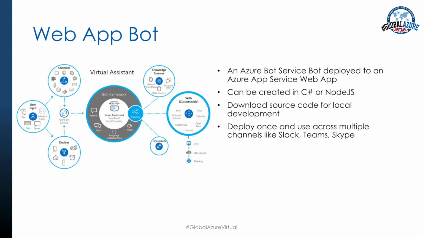And once we have this bot created, and later on we decide that we need to make some change to its source code, or we need to just download it for local development, then we can very easily download the entire source code for the bot that we would be creating. And you need to just deploy this bot once, and then you can use that same bot in multiple channels like Slack, Teams, Skype, or even any custom client-side application that you have. So now let's see how we can get started creating this web app bot.